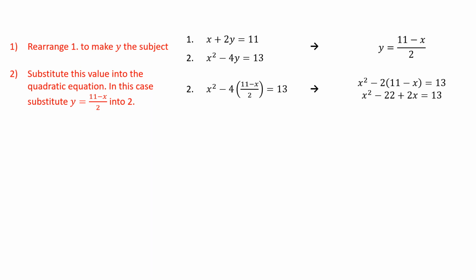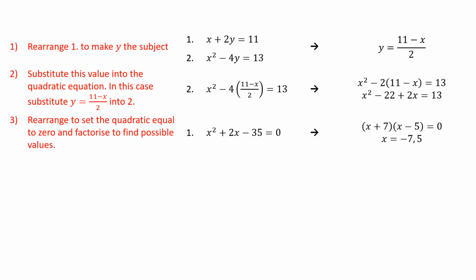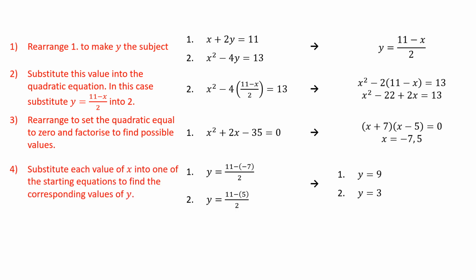When I do this and then simplify it and set to 0, I get x squared plus 2x minus 35 equals 0, which factorizes as (x plus 7)(x minus 5), which gives me the solutions x equals minus 7 and x equals 5. I'm now going to plug these values into equation 1.